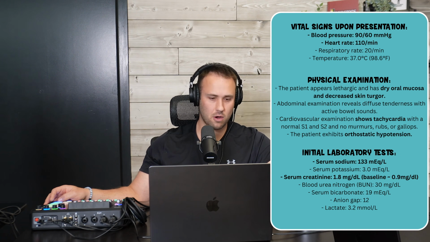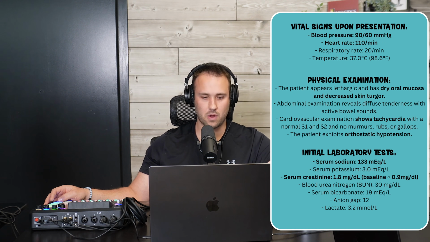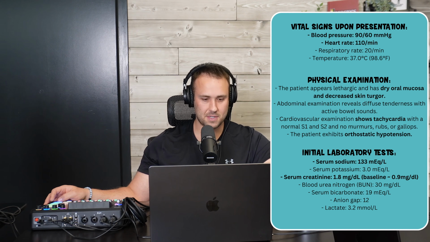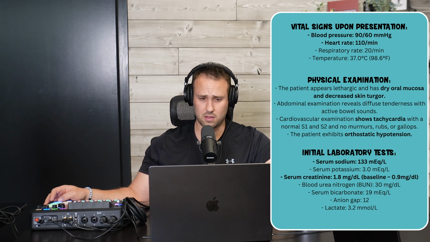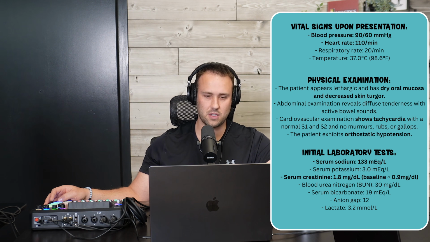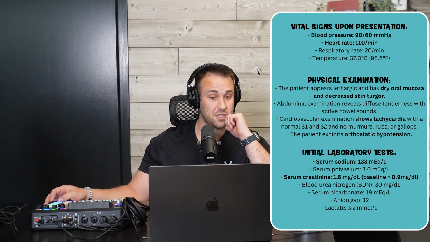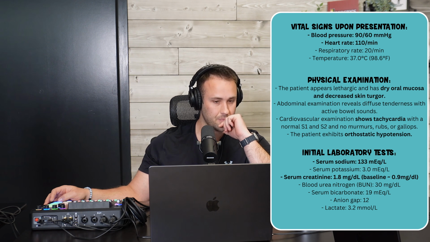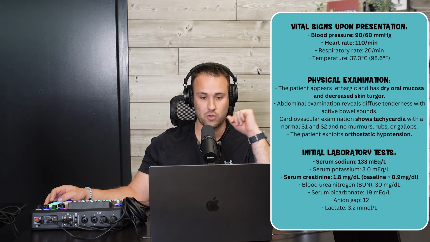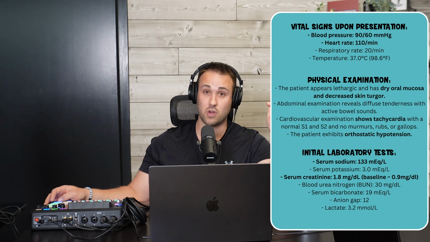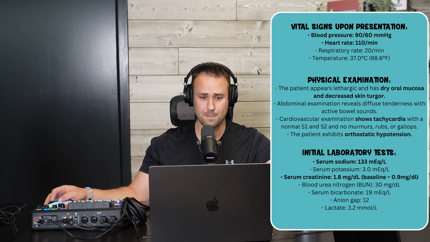We have vitals here. Blood pressure is 90/60, heart rate is 110, respiratory rate is 20, and her temp is 37 Celsius. Physical exam, the patient appears lethargic, has dry oral mucosa, and decreased skin turgor. Abdominal exam reveals diffuse tenderness and active bowel sounds. Cardio exam shows tachycardia with a normal S1 and S2 with no murmurs, rubs, or gallops. The patient exhibits orthostatic hypotension.